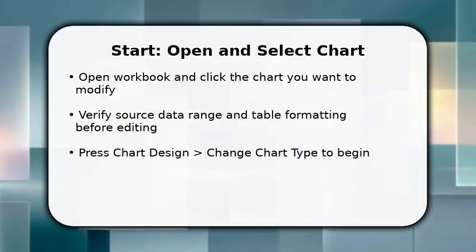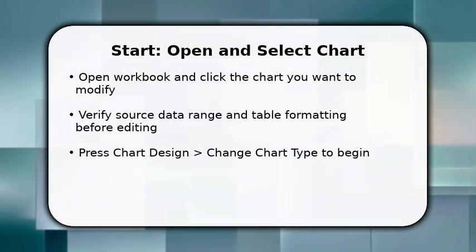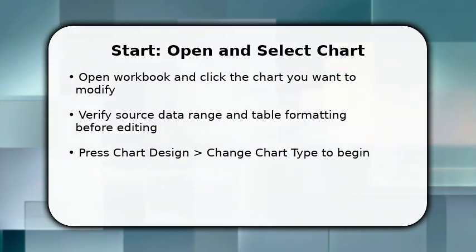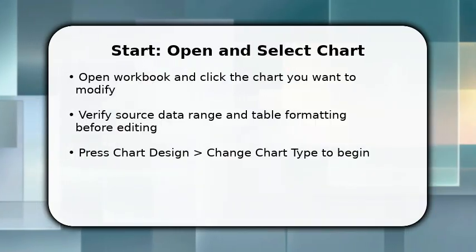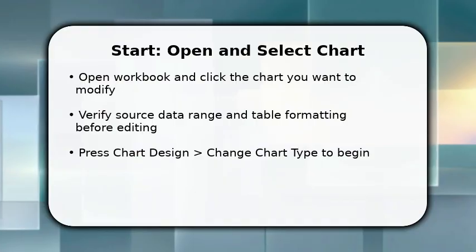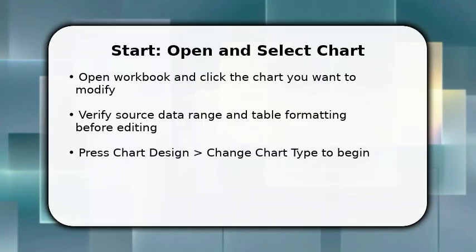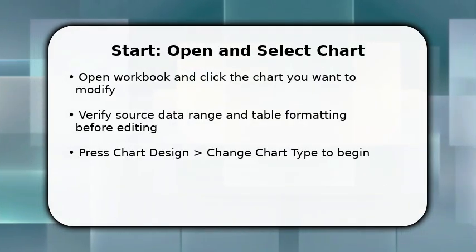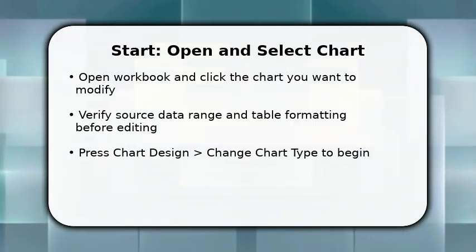You've opened the workbook and selected the chart. Now start by confirming the source range and table format so Excel reads your data correctly. Once done, go to Chart Design and choose Change Chart Type to pick a new base shape, column, line, or combo. Make sure your chosen type matches your data pattern. For example, use a line for trends and columns for discrete totals. This first move sets the direction for later tweaks, so pick a chart family that fits your message.